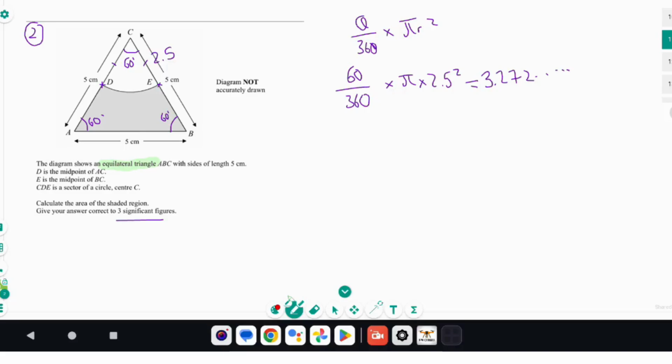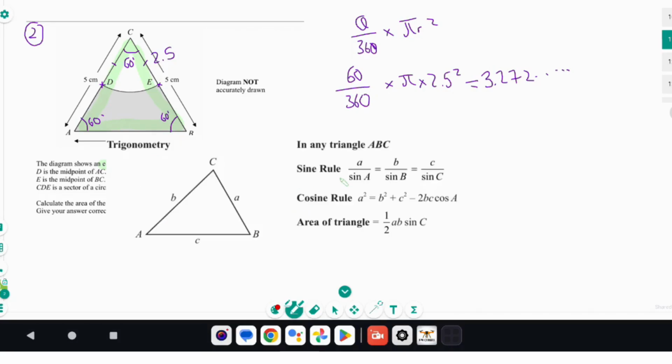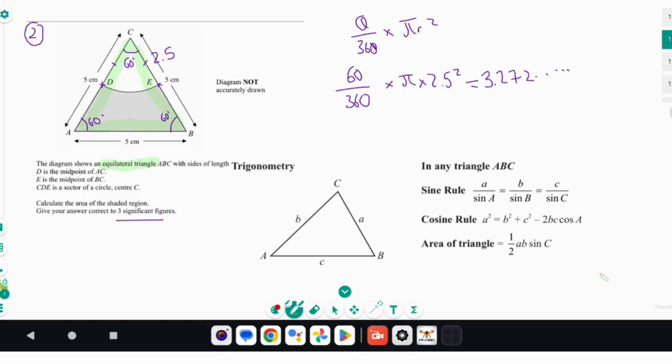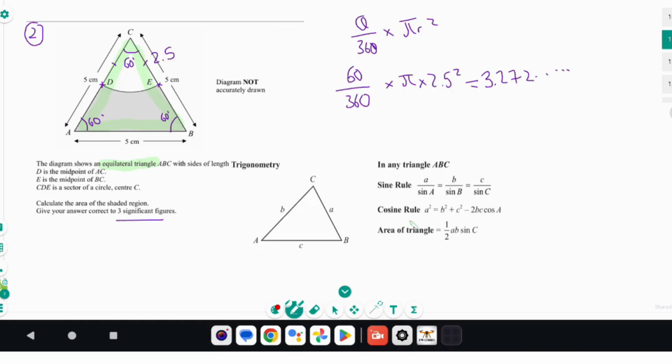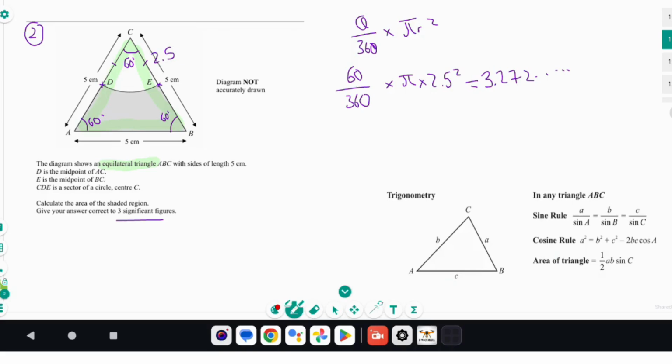Okay, so we've got the area of the sector. Well, we need the area of this triangle, don't we? Because the area of the shaded region is the triangle minus the sector area. Area of a triangle, half AB sine C. Or, well, half base times height is the one you're used to using. But just remember from higher level trig, we've got half AB sine C.